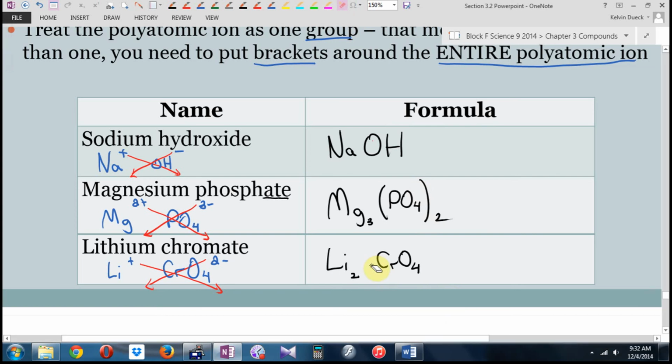Now, going to Rihanna's comment earlier, how many atoms are there? 2, 3, 7. How many atoms are here? In here, there's 5 times 2 is 10, plus 3. This has 13 atoms, but I don't use that part to do the formula or to do the crisscross or to do the charges.